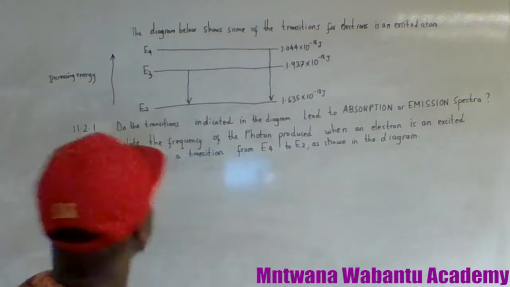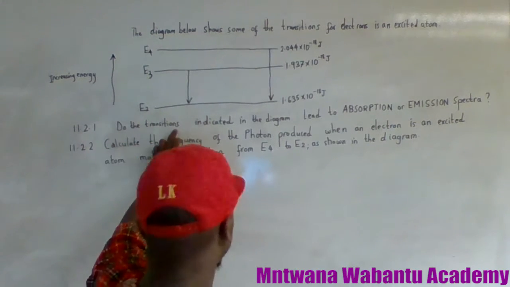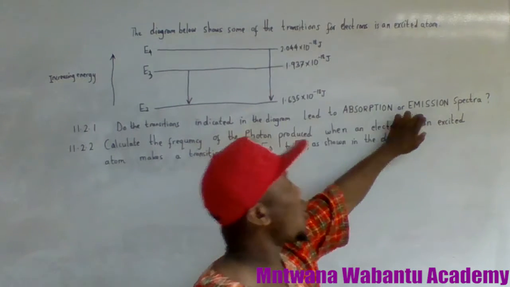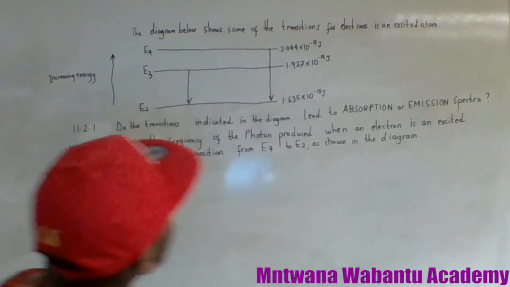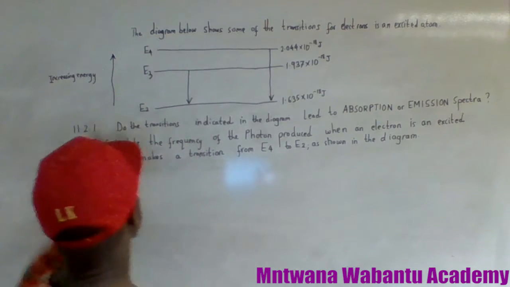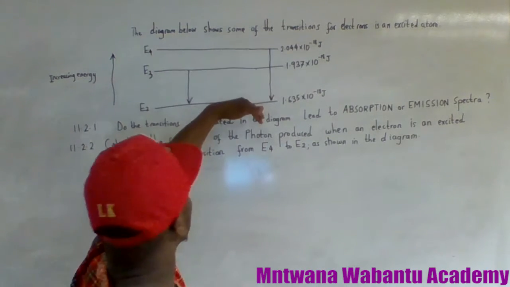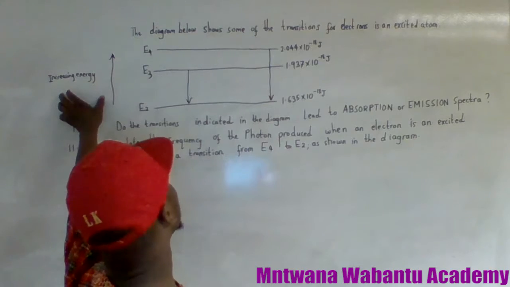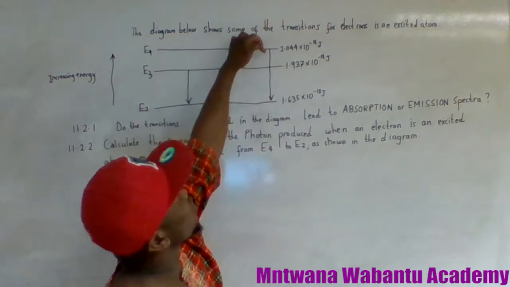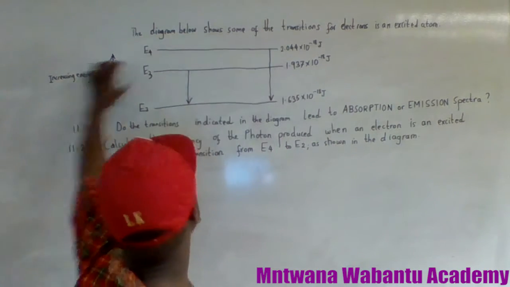So now, what do they say here? Do the transitions indicated in the diagram lead to absorption or emission? Okay, so now look here. This is an energy increase, but this way is the transition of energy. So this is not the transition of energy. They just say, according to this data, this is bigger compared to that one, but the energy is moving down. Know what I'm saying? In the diagram, this is energy which is moving, but this is an energy increase.